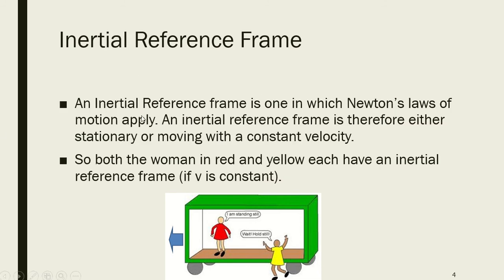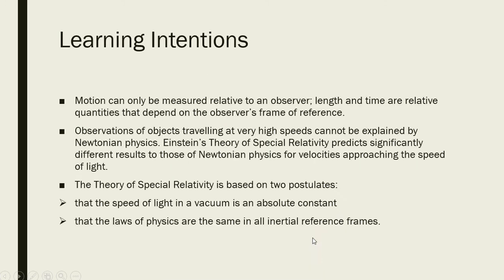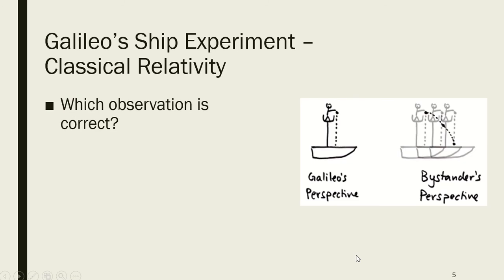Now, an inertial frame of reference is one in which Newton's laws of motion apply. So Newton's three laws of motion apply only if an object is stationary or moving with constant velocity. So an inertial reference frame is therefore either a stationary reference frame or a reference frame whereby something is moving with a constant velocity. So someone outside observing this yellow person, if they were stationary, they are at an inertial reference frame. And if the person inside the train carriage, if the train was going at a constant velocity or a constant speed to the left, then this woman would also have an inertial reference frame. And thereby, Newton's laws of motion will apply. So we've gone through reference frames, and in particular, inertial reference frames.